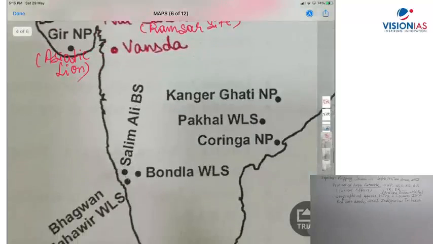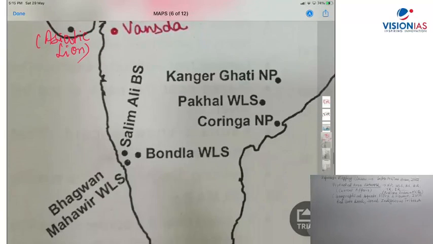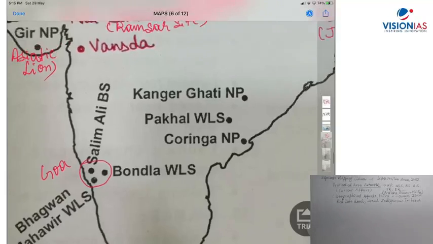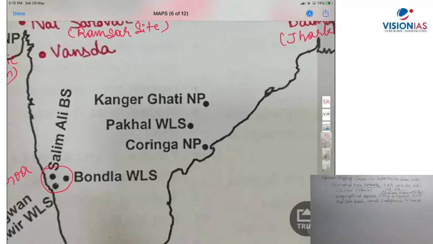Then you can see here Goa. In Goa you come across three parts, where you have the Salim Ali Bird Sanctuary, Bondla Wildlife Sanctuary, and Bhagwan Mahavir Wildlife Sanctuary. Kanger Ghati, Kanger Valley National Park, that is a part of Chhattisgarh.